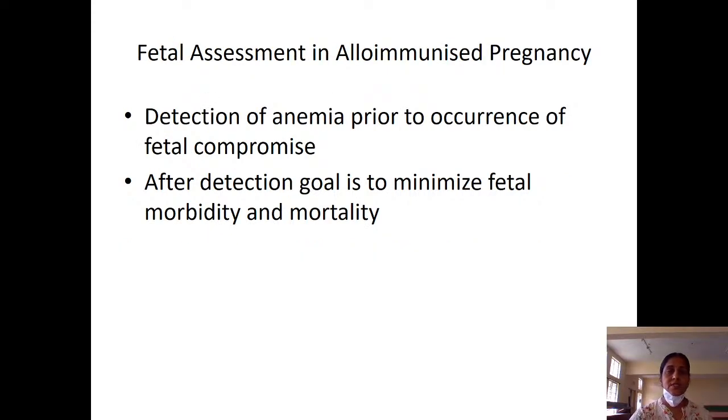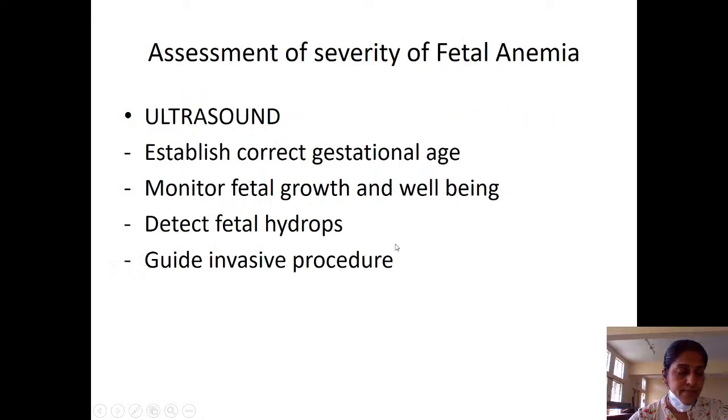Why will we assess? Now you know there are antibodies already produced in the pregnancy. So we will do the fetal assessment for two purposes. First, we have to detect anemia prior to the occurrence of fetal compromise. If there is anemia, our goal is to reduce fetal morbidity and mortality. So how to assess the severity of the fetal anemia?